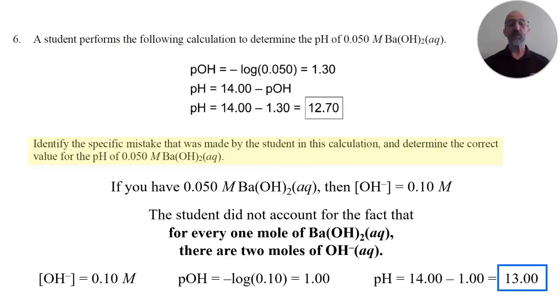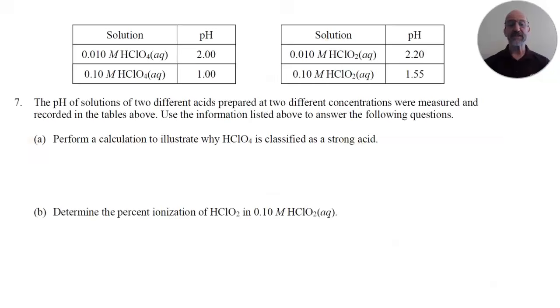And the reason that I wrote question 6 is to remind you that there is a difference between a group 1 hydroxide and a group 2 hydroxide. So just be careful that you don't make this particular mistake on the AP Chemistry exam. All right, well now let's move on to question 7.